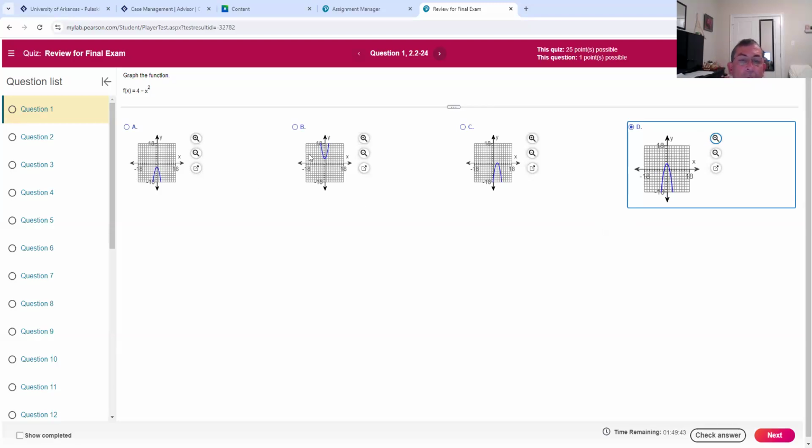So A is too low, B is the wrong shape. C looks like it went to the right a little bit. So pick D on that one. And then we move to the second.